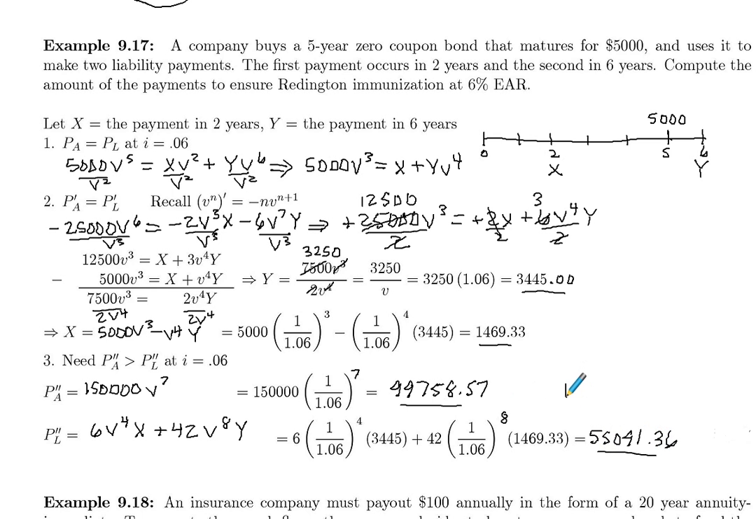Okay, so we do have the second derivative of the asset cash flows is greater than the second derivative of the liability cash flows. So this did check out. So that implies that we do have Redington immunization.